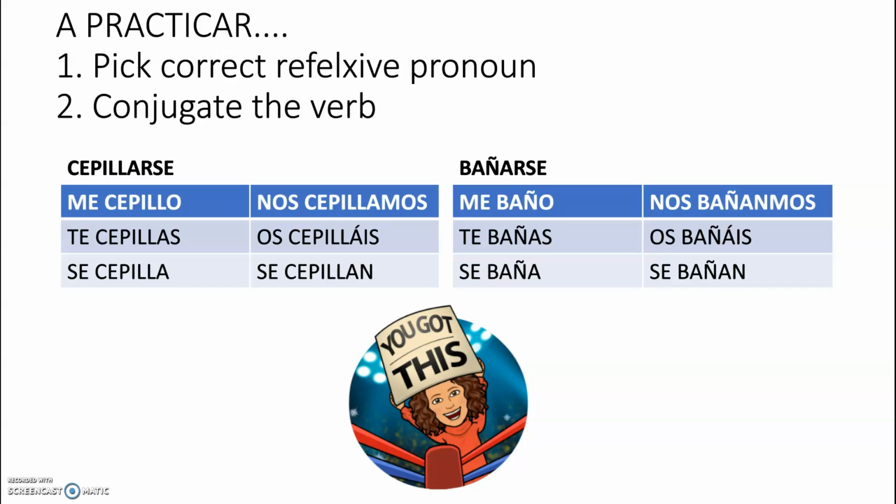Bañarse, which is to bathe or to take a bath. Me baño, I bathe myself or I take a bath. Te bañas, you bathe yourself. Se baña, he or she bathes themselves. Nos bañamos, we bathe ourselves. Os bañáis, y'all bathe yourselves or y'all take a bath. And then se bañan, they bathe themselves.